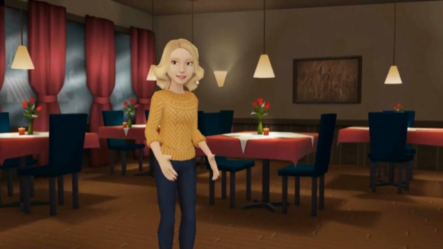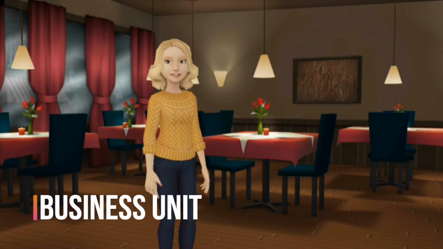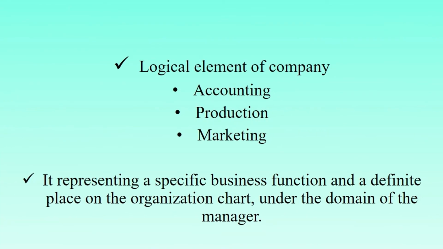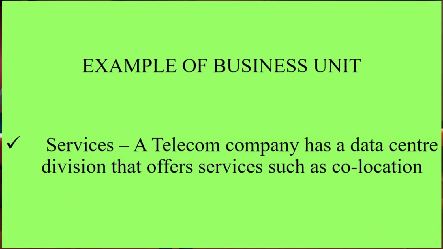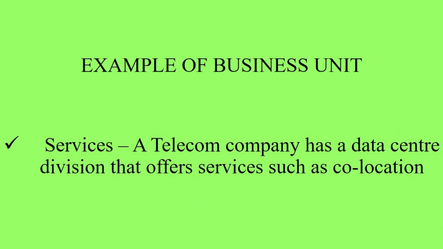The second one is a business unit. A business unit is a logical element or segment of a company, such as accounting, production, or marketing, representing a specific business function and a definite place on the organizational chart under the domain of a manager. Also, we call it a department, division, or functional area. An example of a business unit is services: a telecom company has a data center division that offers services such as colocation.